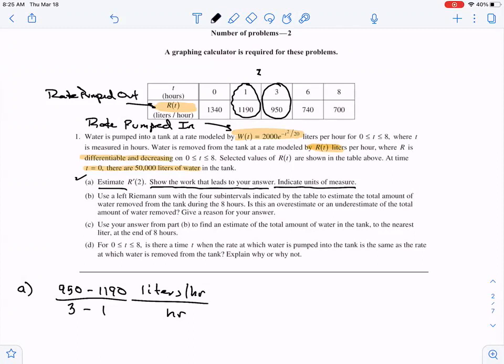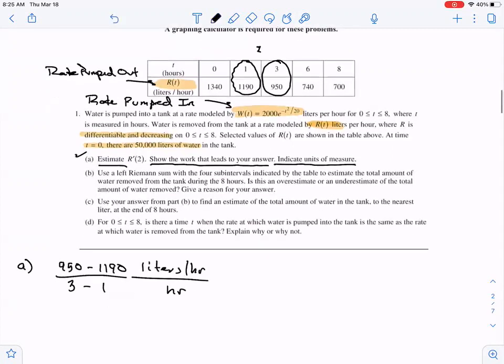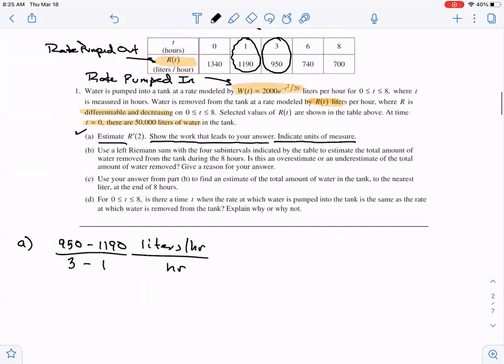Part B, use a left Riemann sum with the 4 subintervals indicated by the table to estimate the total amount of water removed from the tank during the 8 hours. And then they ask, is it an overestimate or an underestimate of the total amount? Give a reason. Okay. Part B, a left Riemann sum to estimate the total amount of water removed from the tank. So in essence, I'm estimating using my left Riemann sum the integral of R(t).